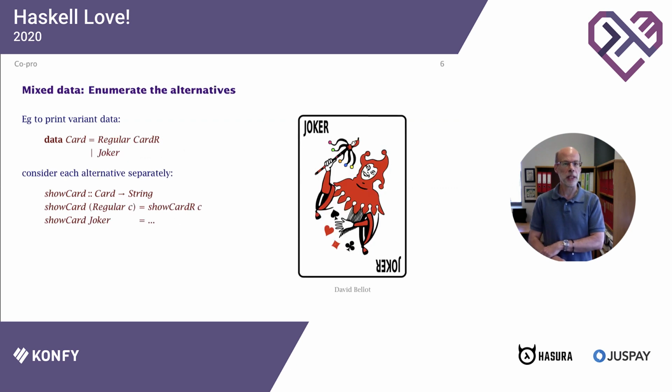For mixed data, here's now a regular playing card or a joker. If you want to print one of these, then you need a case for regular playing cards, and we've just seen how that works, and a separate case for jokers. So you need to work out what string to give for jokers. But the point here is that you enumerate the alternatives. There are two of them, regular cards and jokers, and the program has a case for each.